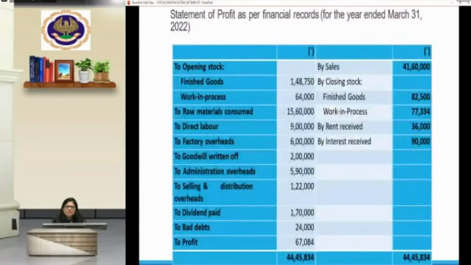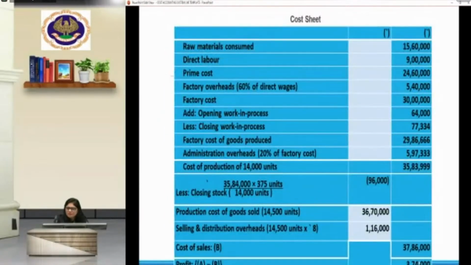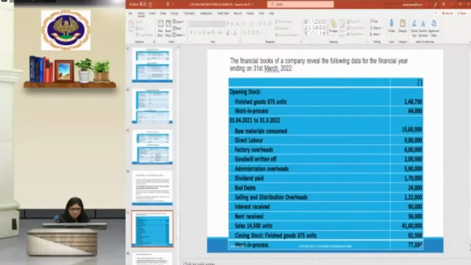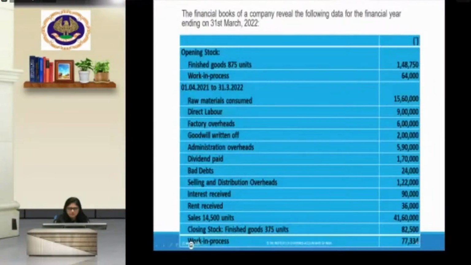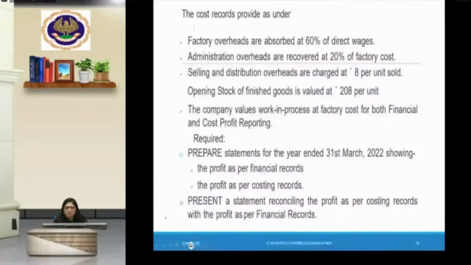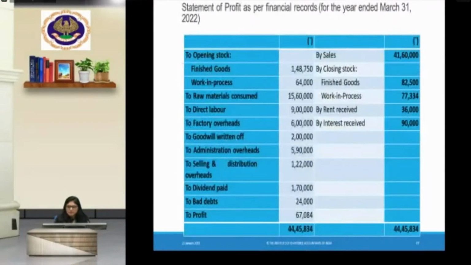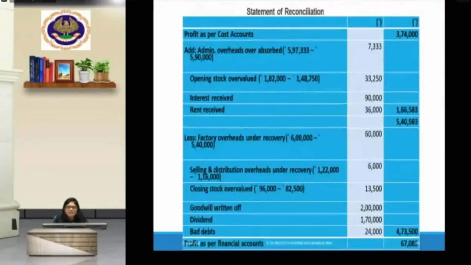Yeah, so we have calculated the cost profit 374. So this is my cost profit and this is my financial profit. Now we have to reconcile. The third step is reconciliation. We'll start with cost accounting profit. We are reconciling the cost profit with the financial profit.